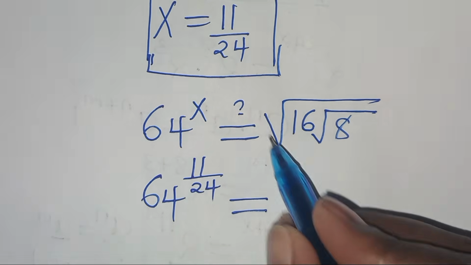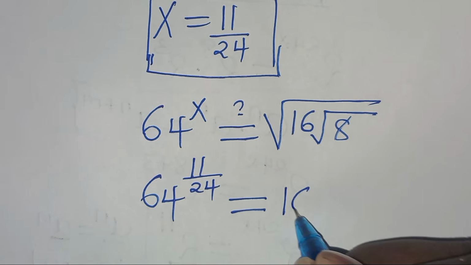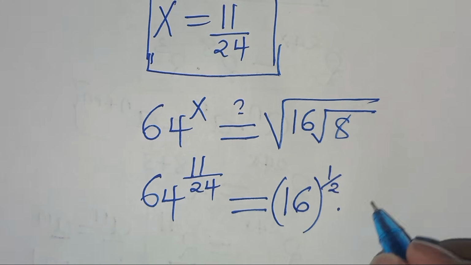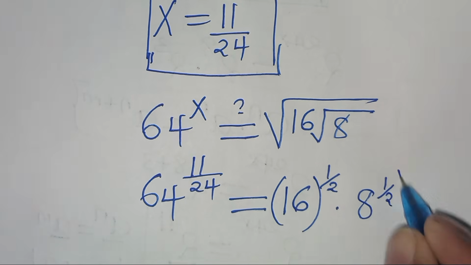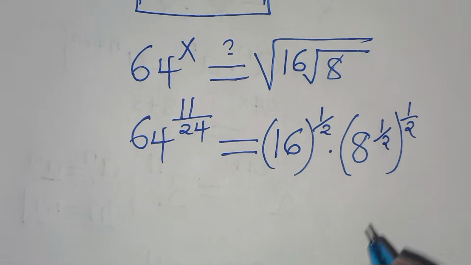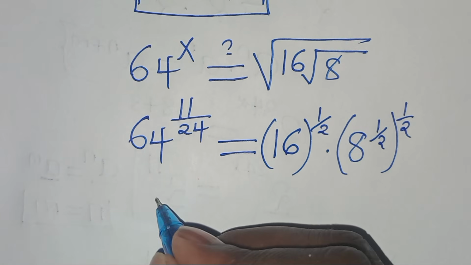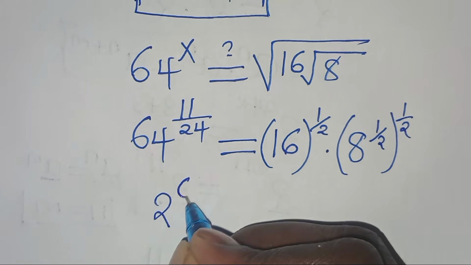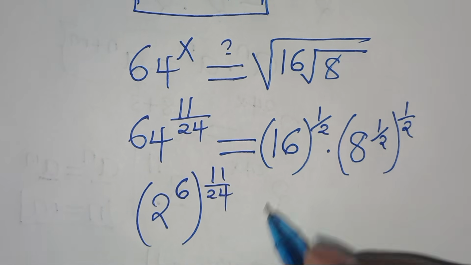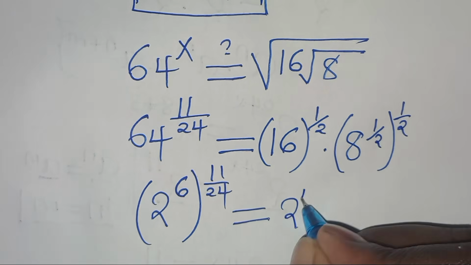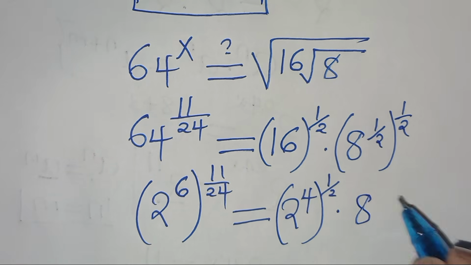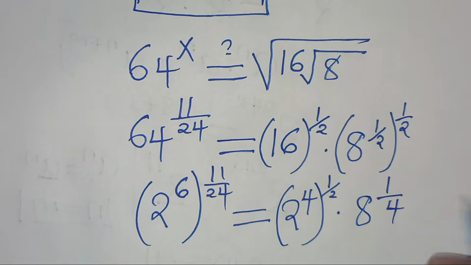This is equal to square root of 16. This is the same thing as 16 raised to the power of a half times 8. 8 is raised to the power of a half, then raised to the power of a half. Now, from here, we can express this as 64 is 2 to the power of 6 raised to the power of 11/24. This is equal to 16, which is 2 to the power of 4 raised to the power of a half, then times 8 raised to the power of 1/4.